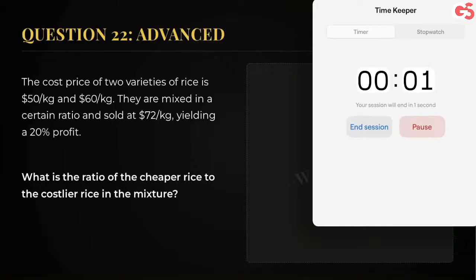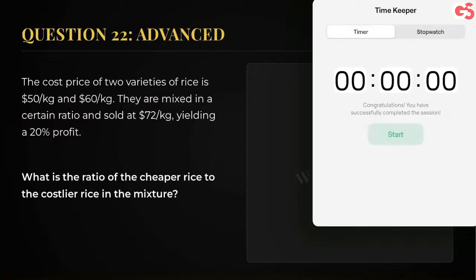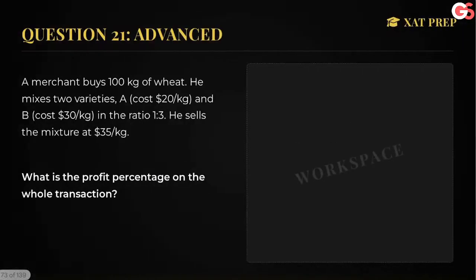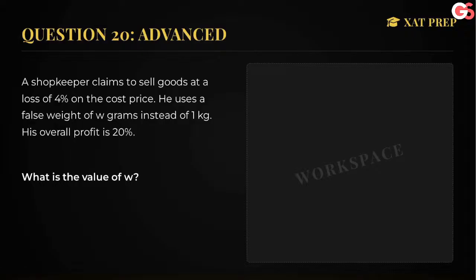Okay, let's explain this. Let's solve this. शॉपकीपर्स क्लेम टू सेल गुड्स एट अ लॉस ऑफ, ये बहुत इंपॉर्टेंट टाइप के क्वेश्चंस हैं जो लोग गलत आमतौर पे करते हैं. He claims to sell, and I don't know why dishonest shopkeepers and all this stuff is so heavily promoted. This is something which is very simple. I'll tell you how. You just need to behave like the shopkeeper, think like the shopkeeper. He claims to sell goods at a loss of 4% on the cost price.